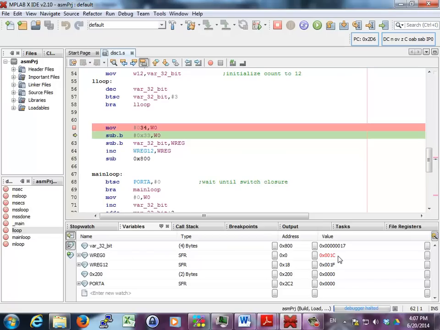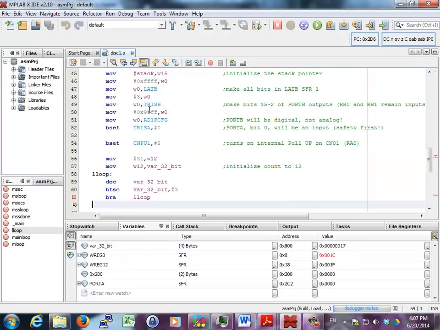By the way, one difference that I noticed here: this is a Windows machine. I wasn't able to record it on a Mac, but my Mac compiler, MPLAB X, would show var32-bit as 2 bytes, and here it would show it using 16 bits, so it would only show it as 0017. The Mac compiler doesn't understand this definition that we did.